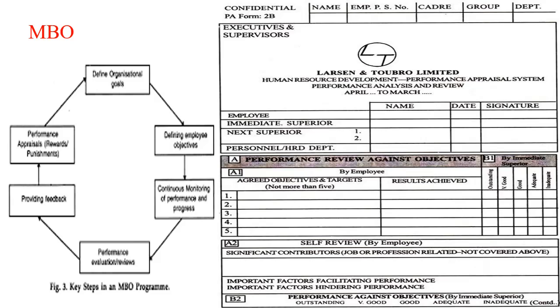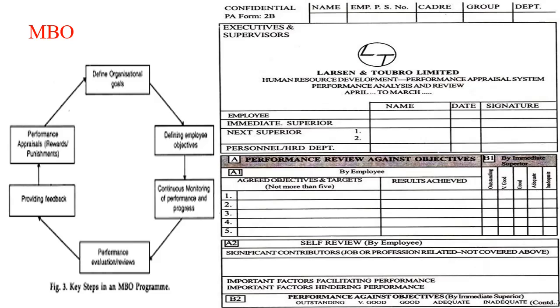Employees and superiors sit together in fixing goals of the organization. Each employee sets a short-term objective, decides standards and course of action, and strives to achieve the same. Standards are taken for measurement of their performance. This is exactly what we speak about as management by objective. In this diagram, if you could see, these steps are provided. Define the goal of the organization, define employee objectives, then continuous monitoring of performance and progress, performance evaluation and review, then providing feedback, and then performance appraisal, rewards and awards for the employees.